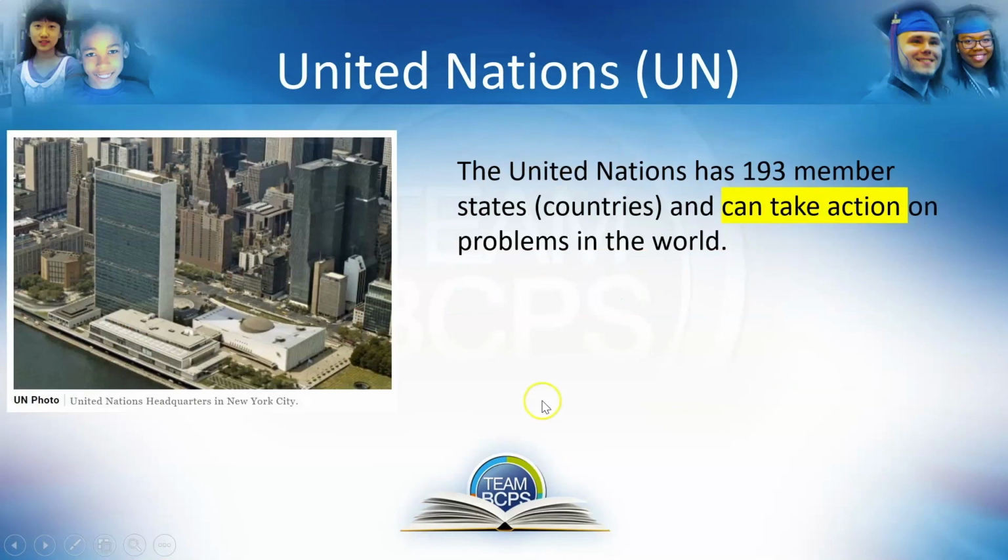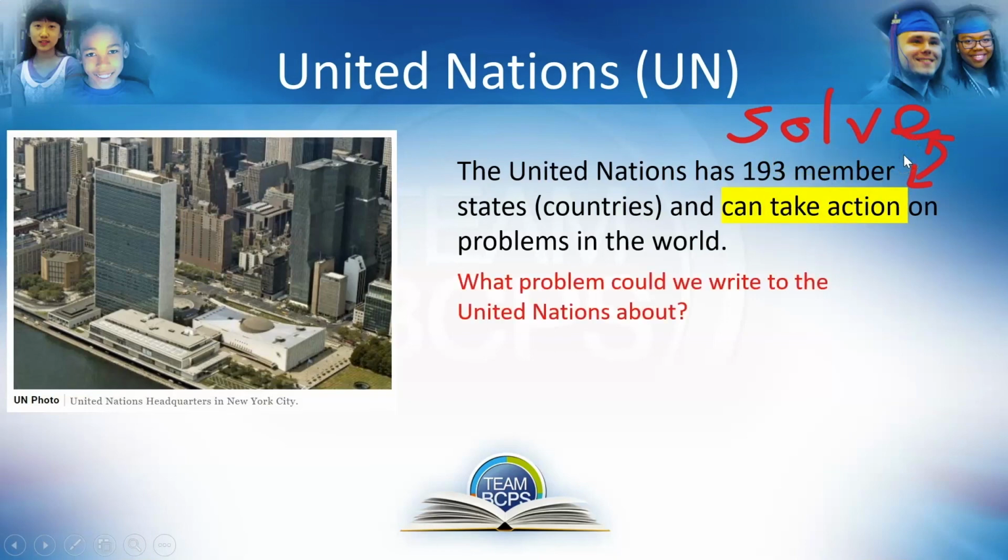So the United Nations, here is a picture of the United Nations headquarters in New York City. Sometimes it's referred to as the UN. So the U here and the N here. The United Nations has 193 member states and it can take action on problems in the world. So, if it can take action on problems, hopefully that means it can solve problems.